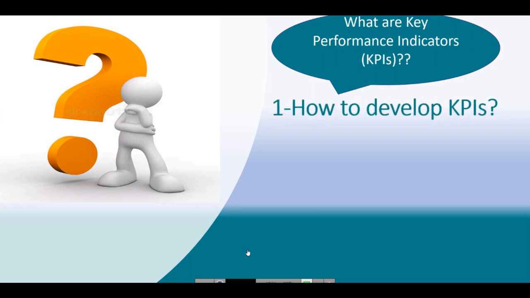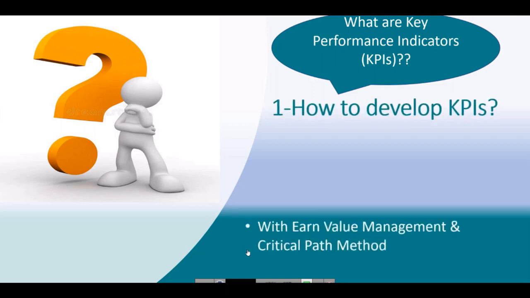How to develop KPIs? First we will see earned value management and critical path method, because we are working in a project and we know that these are the two most commonly used techniques in the project to control the project. So we need to develop the KPIs from them, earned value management and critical path method. And our data source, which is Primavera, also applies both the techniques in its engine.